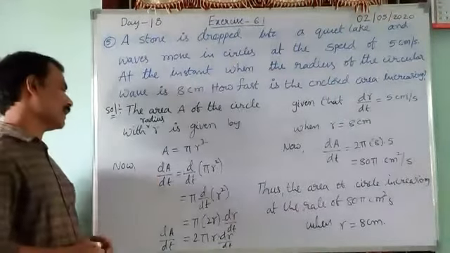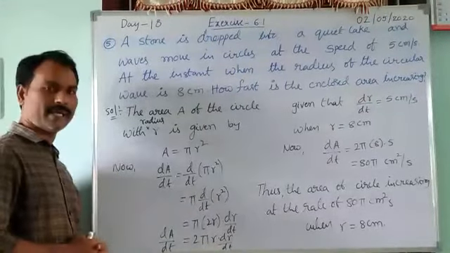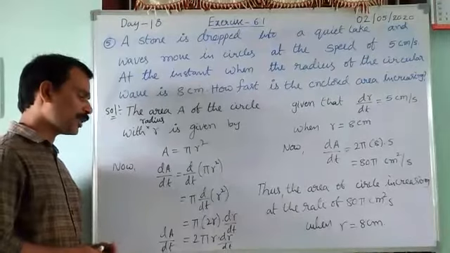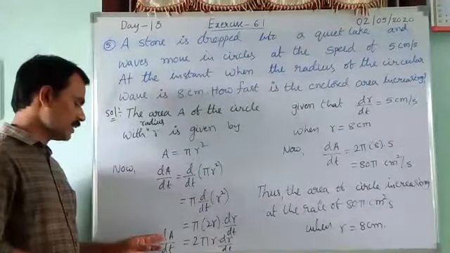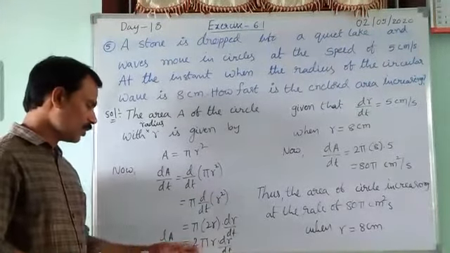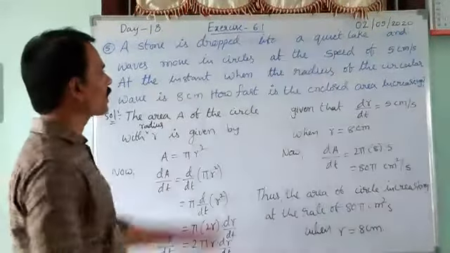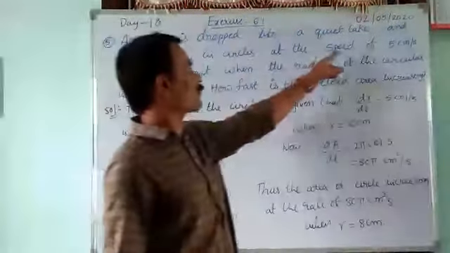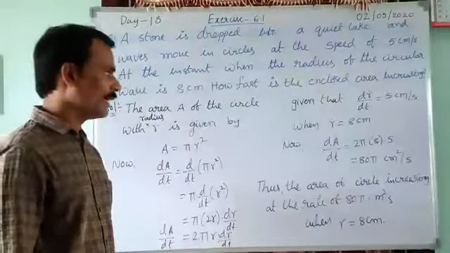Now dA by dt is equal to d by dt of pi R square. Pi into d by dt of R square, pi into 2r into dr by dt, 2 pi r into dr by dt. This is change in area with respect to time. So we need here the r value and the dr by dt value. In the problem, he said the waves move in circles at the speed of 5 centimeter per second, which is given as dr by dt.